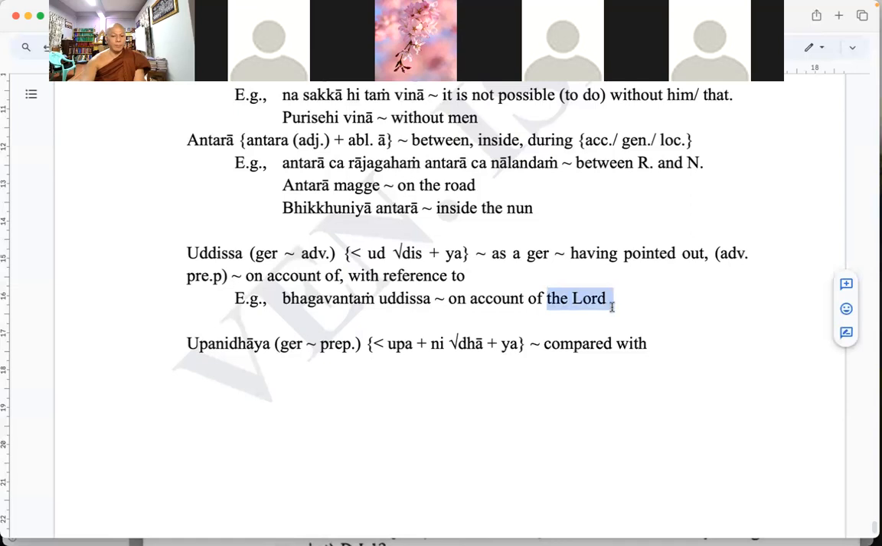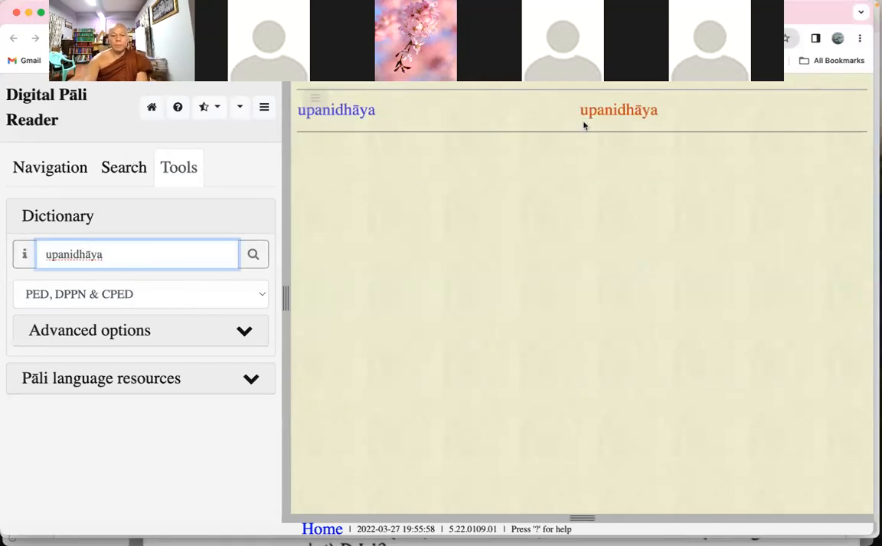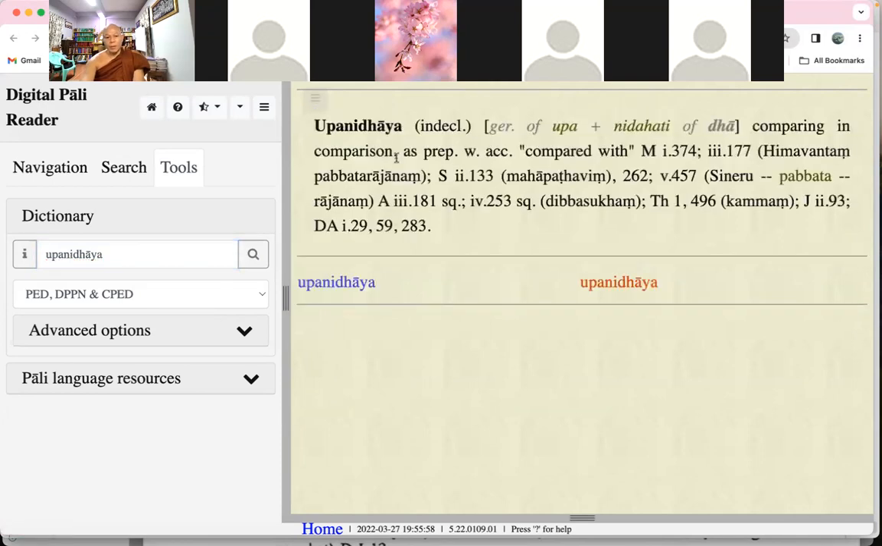That is why it governs the accusative case. But it is not an object, you see? No verb there. Maybe the object of the preposition, it can be said like that. So now, compare that upanidaya also, let's see in the dictionary. Upanidaya, you see, in declining, but that is a gerund, and upanidaya, comparing or in comparison, is used as a preposition. So compare with, like that.